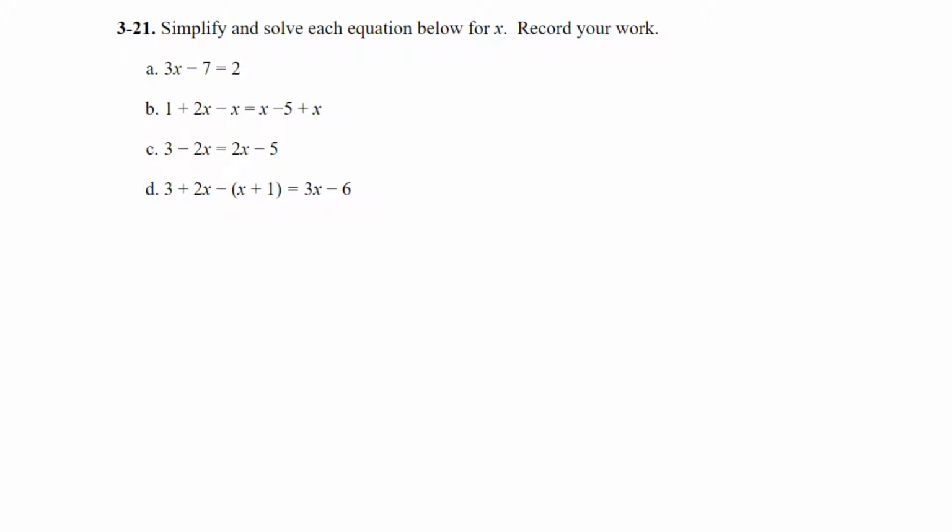Alright, on to 321. We're going to simplify and solve each equation below for x. So let's start with A, and we got 3x minus 7 is equal to 2. So we only have one variable term, so we're going to add the 7 to the other side. Divide by 3. And x is equal to 3. 9 divided by 3 is 3.